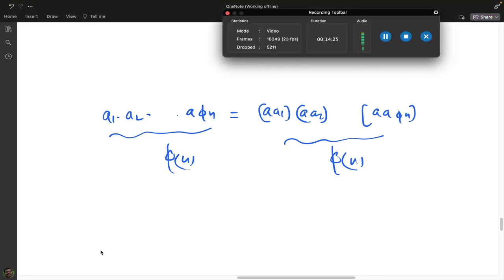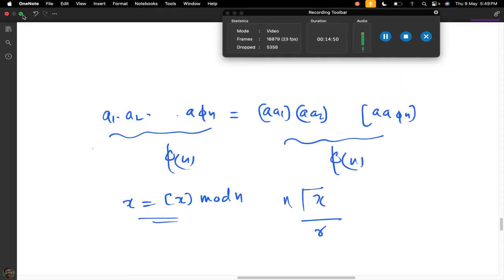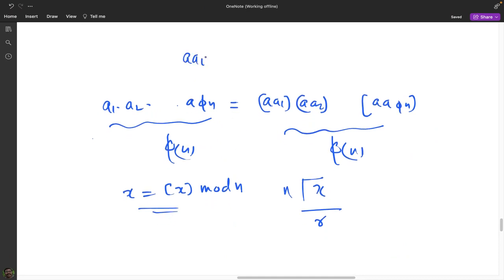Okay, so now you know that for some number x, x is always congruent to x mod n, right? Why? If you divide x by n and subtract the remainder from x, that will always be a multiple of n. So using that result, x is always congruent to x mod n. Using that same logic, ai is congruent to the remainder of ai when divided by n, modulo n. So ai is congruent to ai mod n.